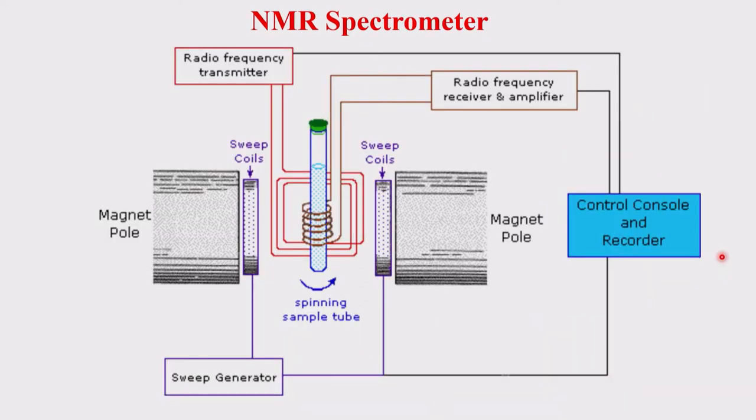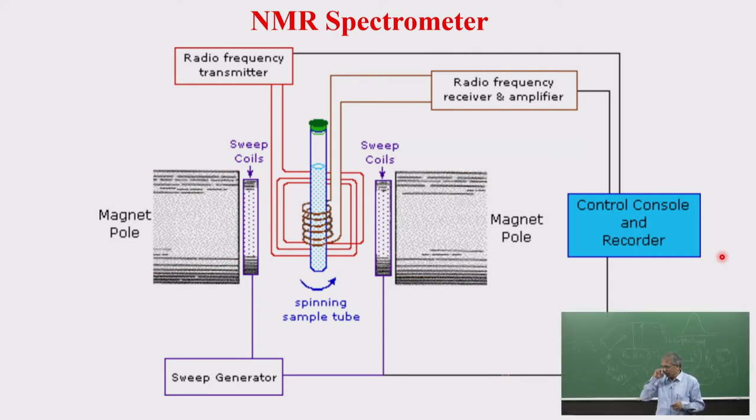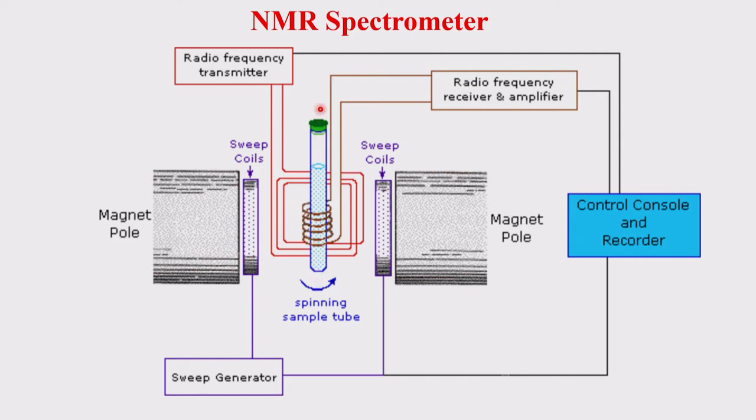Now we got a feel of the basic principle of NMR spectroscopy, immaterial of whether organic or inorganic. Having got this feel, let us look at what an NMR spectrometer looks like and what its components are. I again draw your attention to this particular slide figure, where number one is this tube. The tube is the one which contains your compound. Let us assume it contains a compound in solution, the most commonly used form.